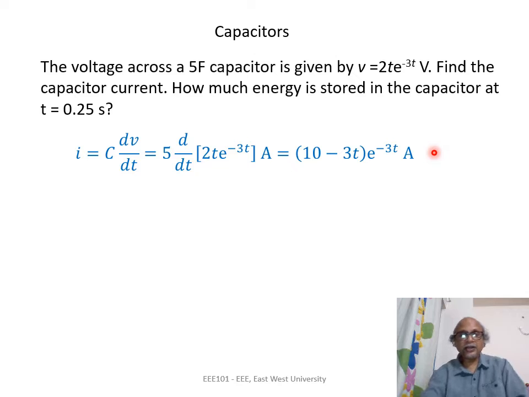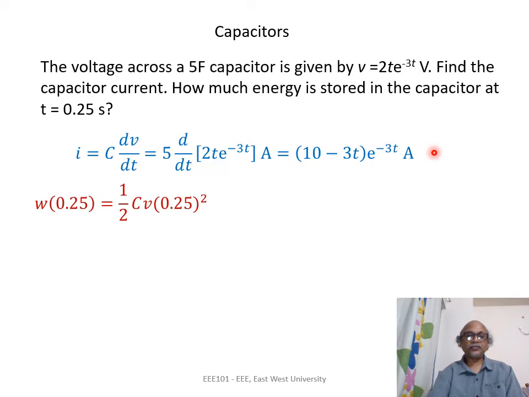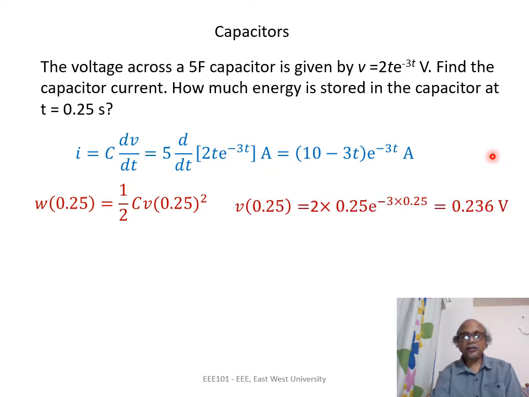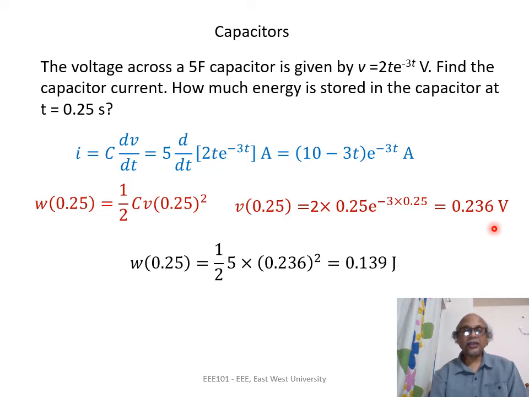Now to find the energy at 0.25 seconds, we need the voltage at 0.25 seconds. To calculate that, we simply put t equal to 0.25 seconds in this equation. That gives us, at 0.25 seconds, the capacitance voltage is 0.236 volts, and the energy stored in the capacitance at that time is equal to 0.139 joules.